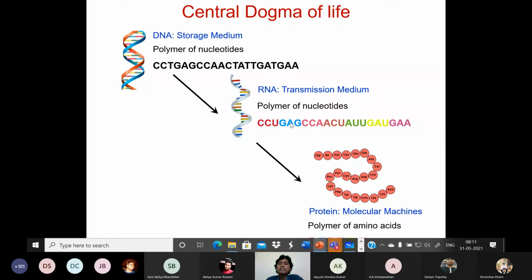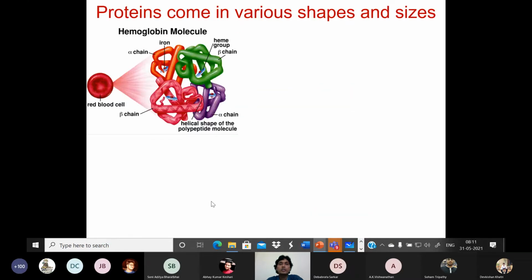Here, a codon means a three-letter code in mRNA. So one codon equals one amino acid. That way, finally, you will get your protein. Those are the molecular machines, and we call them polymers of amino acids. So this is very simple. So here, something new.